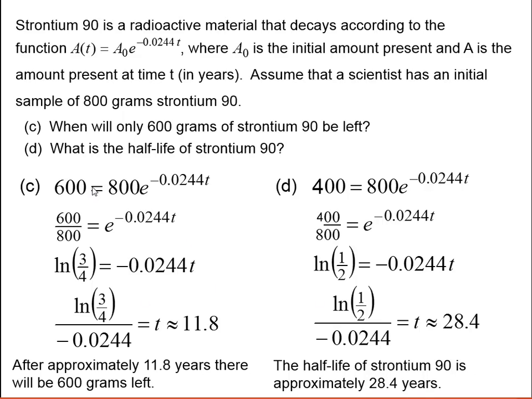Whenever you're doing these problems where you're solving for time, I would always recommend checking your work. There are multiple ways to check your work here. I could take 11.8, plug it back in for the time variable, crunch that number on my calculator, and see that I get 600. And ditto, take 28.4, plug it into my time variable, and see that I get 400. Or I could do the graphing approach like I showed you earlier.